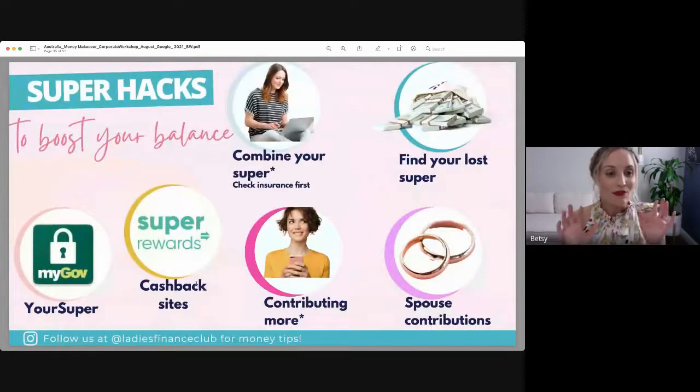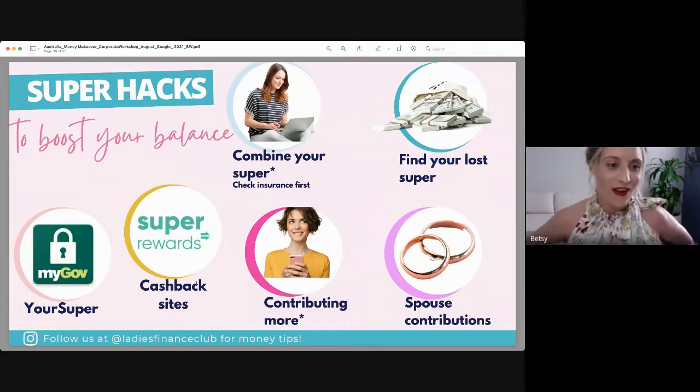or for a couple, that's $640,000. There are some great calculators that you can use to show whether you are on track with where you are now to hitting the equivalent of that amount. And again, if you hit up Ladies Finance Club, you'll see some great posts and information around this. So lots of info out there. Now, a couple of hacks to help you boost your super fund.